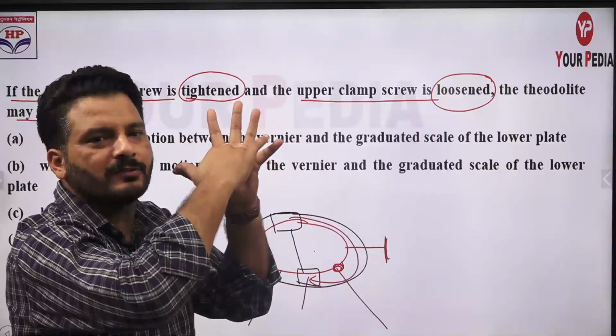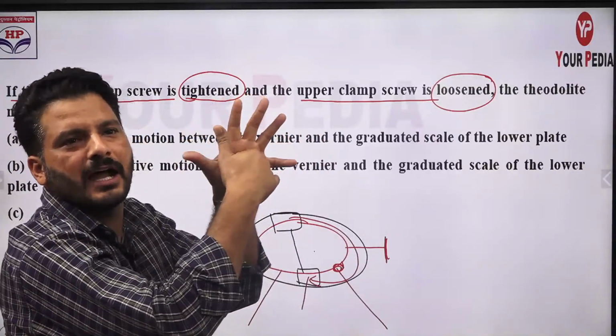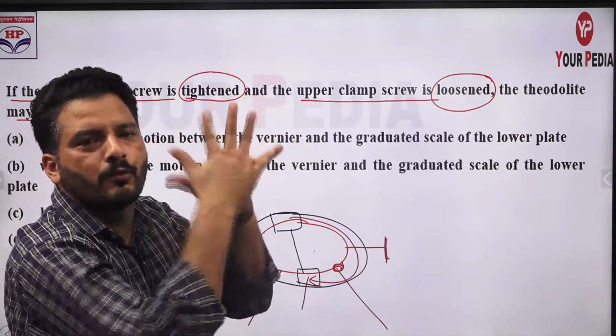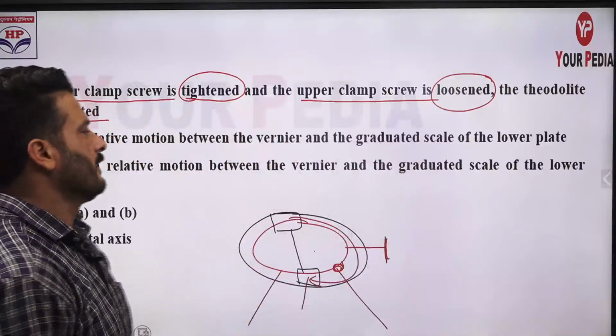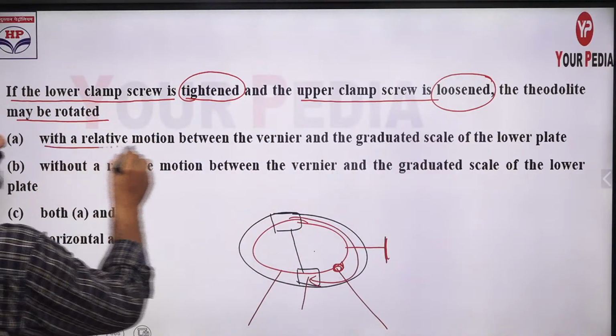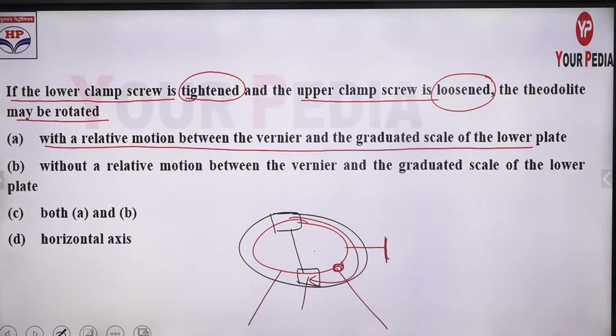and the upper plate is loosened, if you rotate the telescope, of course this will also rotate, so there will be some change in the angle. One plate moves with respect to another, so there will be relative movement. Fine. So with a relative motion between the vernier and the graduated scale of the lower plate, this will be the answer D. So just have a look again and let me know the answer.